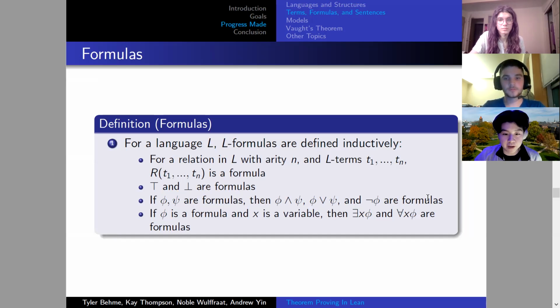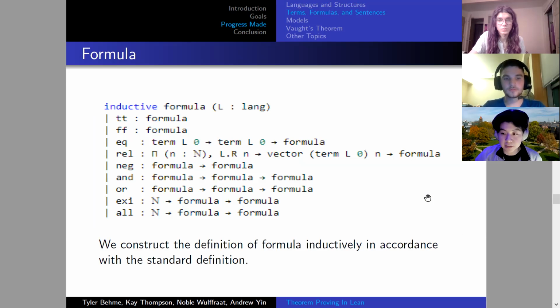And then if we have two formulas, then connecting them with the logical connectors and or, or simply sending not to a formula, are also defined as formulas. If we have a formula and a variable, then applying the quantifiers there exists and for all are also formulas. And then finally, for any relation in this language with an arity n, and we have n terms, applying the relation on these n terms is also a formula. So you can see, because of this inductive definition, we can implement this in Lean in a pretty straightforward manner.